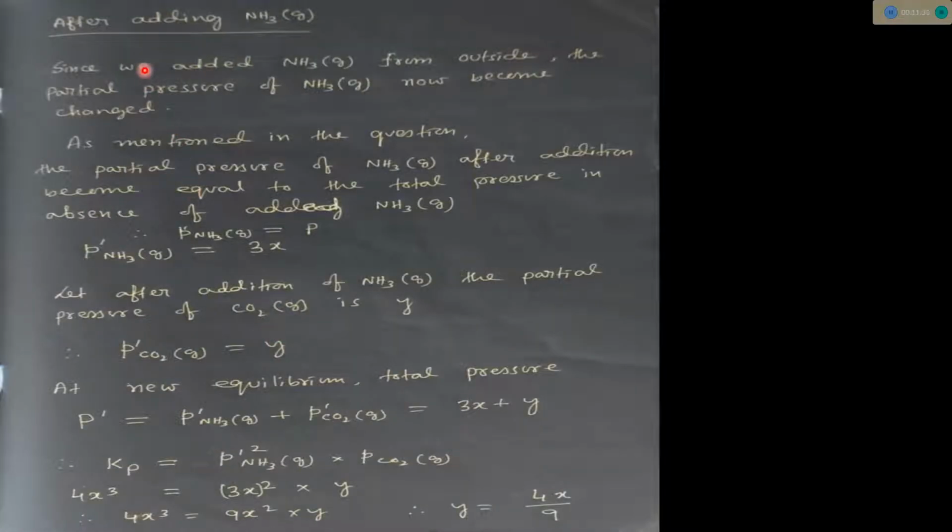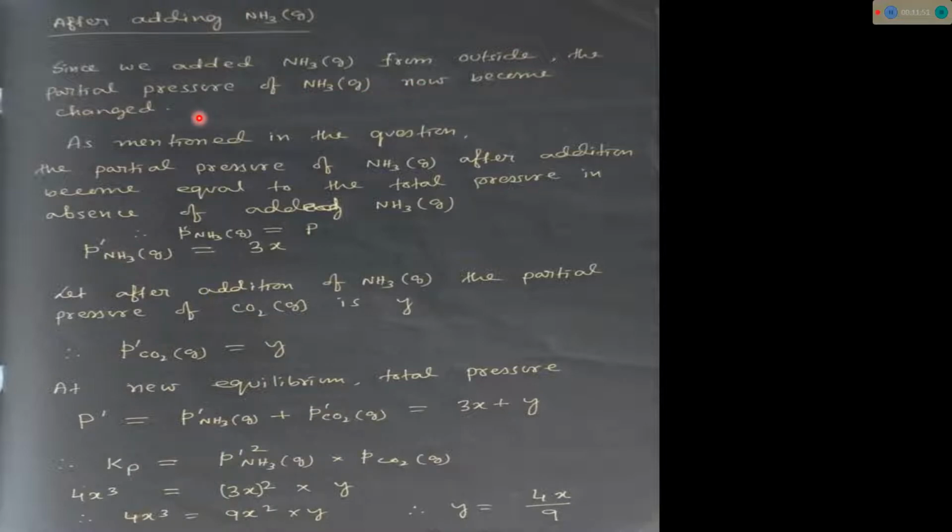Now let's see the second case after adding NH3 gas. So now we are adding ammonia gas from outside to this equilibrium, and now the equilibrium gets disturbed. Since we added ammonia gas from outside, the partial pressure of ammonia gas as well as the partial pressure of CO2 gas become changed.